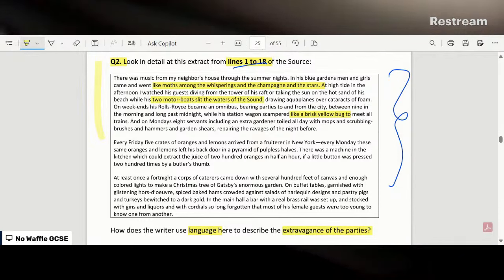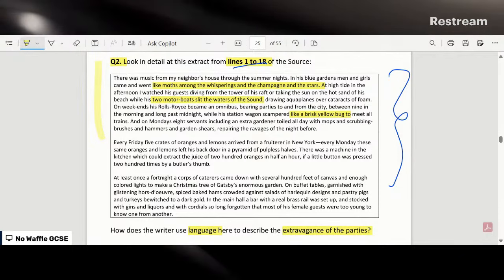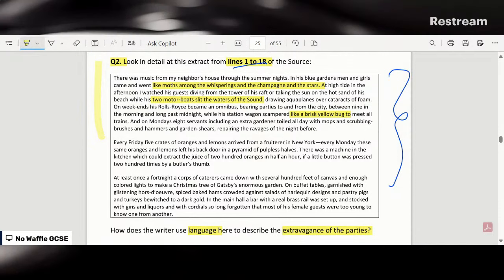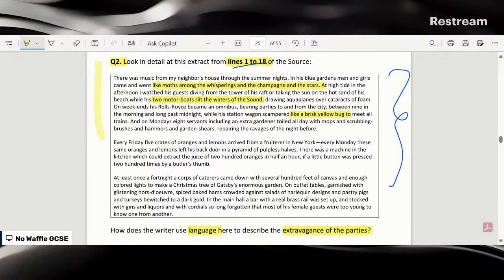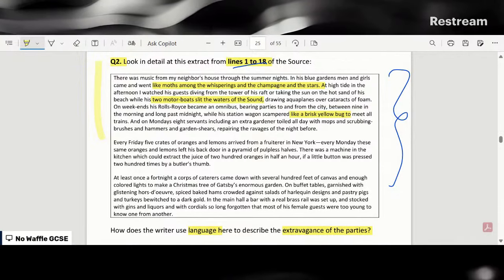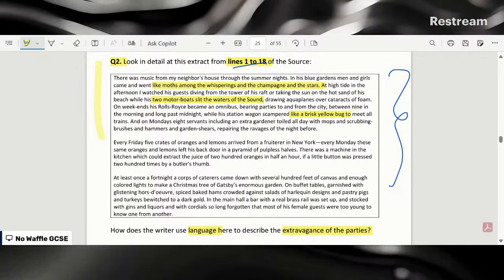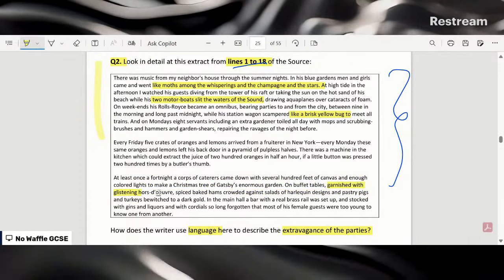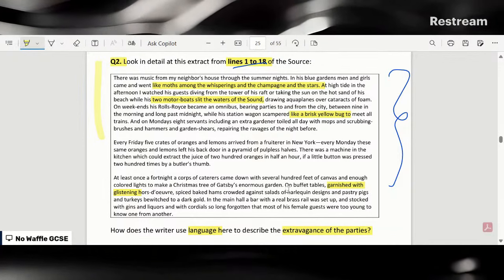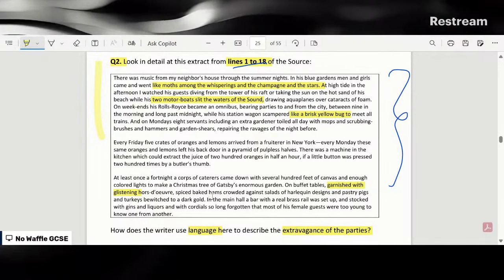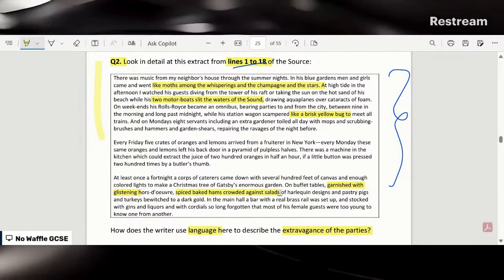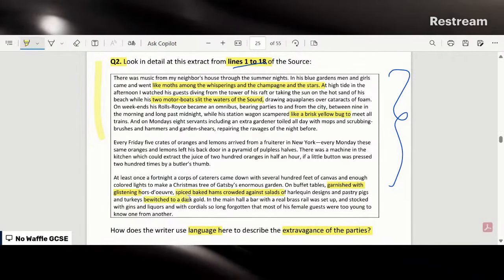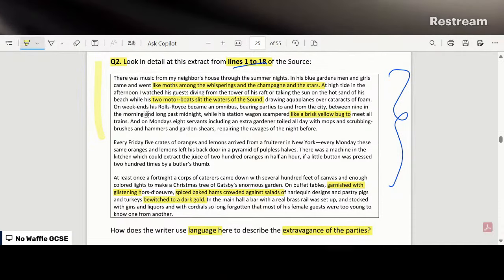"At least once a fortnight, a corps of caterers came down with several hundred feet of canvas and enough coloured lights to make a Christmas tree of Gatsby's enormous garden. On buffet tables garnished with glistening..." Okay, you've got alliteration there. "Spiced baked hams crowded against salads, pastry pigs and turkeys bewitched to a dark gold." So we've got almost personification here, "crowded". Okay, so that's probably enough.